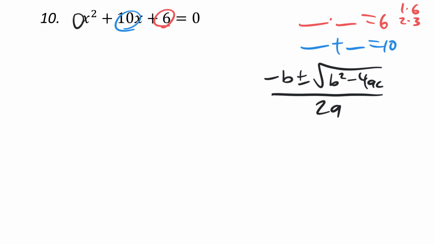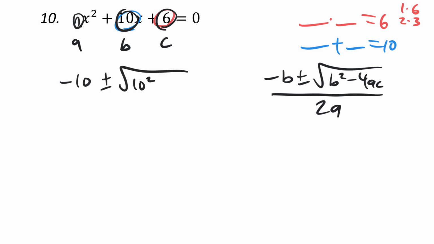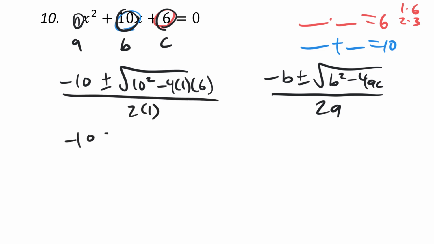This is your a value. In this case, it's an invisible 1. This is your b value here. This is your c value. So we plug all those in, and we get minus 10 plus or minus the square root of 10 squared minus 4 times 1 times 6 over 2 times 1. Negative 10 plus or minus the square root of 100 minus 24.